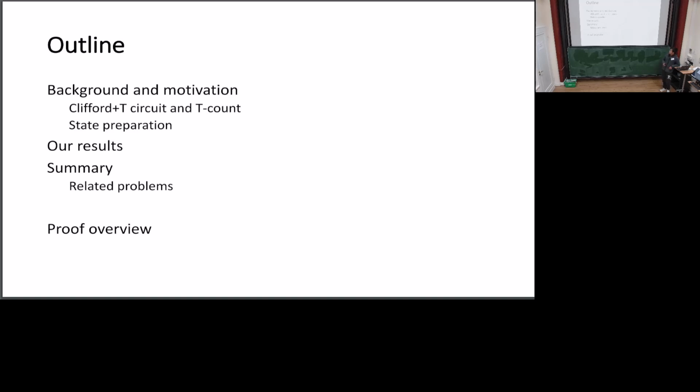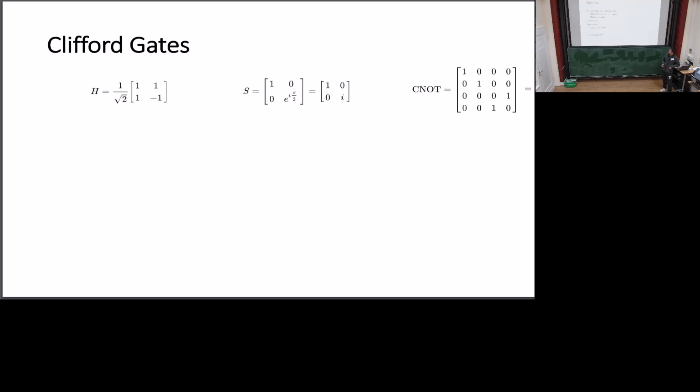Okay, so I will talk about the background and motivation first. It involves Clifford plus T circuits, what T-count is, and what the problem of state preparation is. And then I will mention our results, and I will finish with a summary and talk about related open problems that I hope you will like. And finally, if there is time, I will talk about proofs. So please ask questions. Otherwise, I will need to talk about proofs.